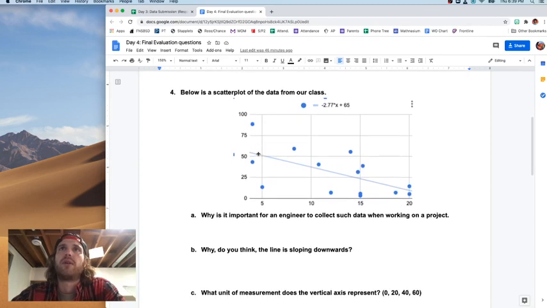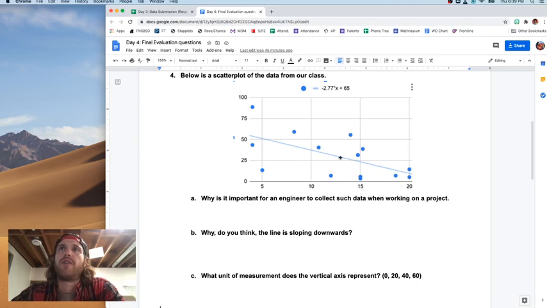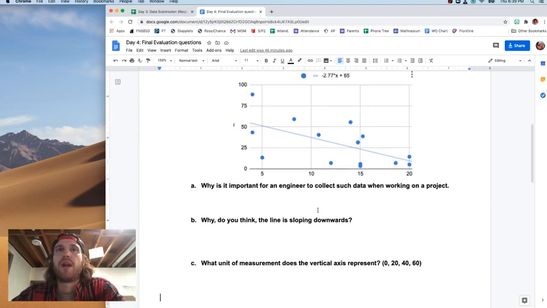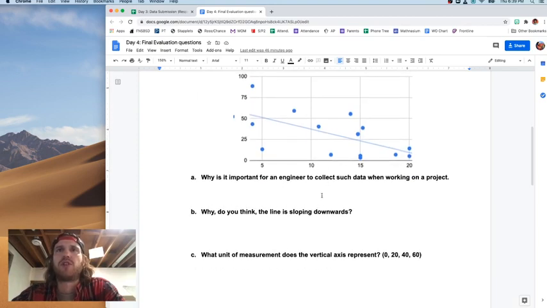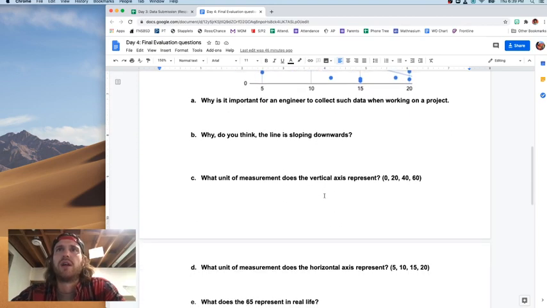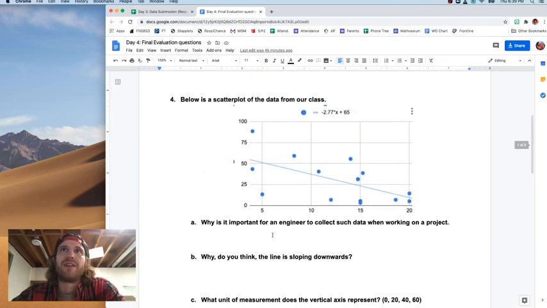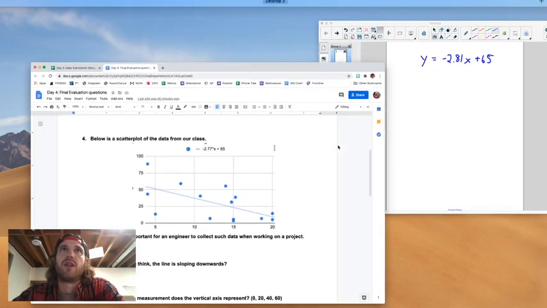right here is a scatter plot. Now this, I think, is missing a data point or something, so the number's a little different, but that's okay. Part A, why is it important for an engineer? I'll let you write what you think those are, and I think you can do C and D. E and F are the tricky ones. What does the 65 represent in real life, and what does the negative 2.77 represent in real life?